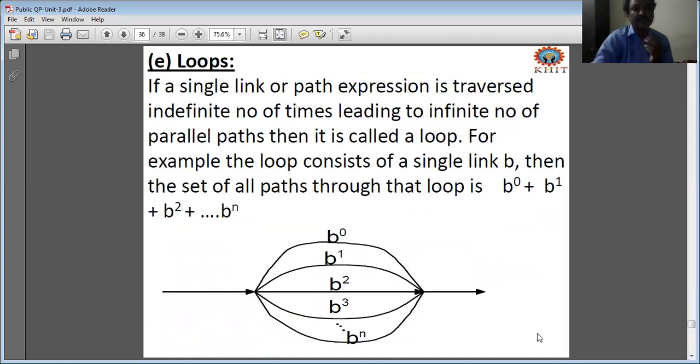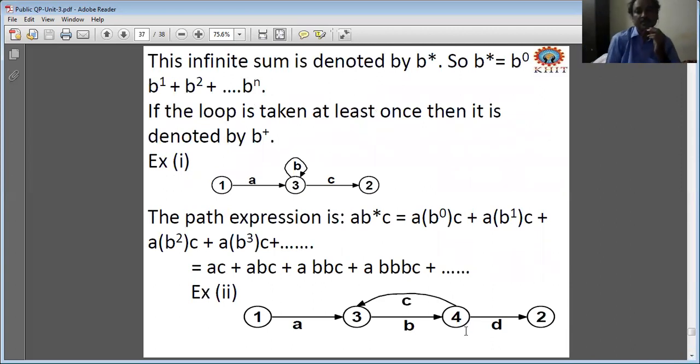Loops. If a single link or path expression is traversed an indefinite number of times, leading to an infinite number of parallel paths, then it is called a loop. For example, the loop consists of a single link B. Then the set of all paths through that loop is b power 0 plus b power 1 plus b square plus up to b power n. The infinite sum is denoted by b star, so b star equal to b0 plus b1 plus b2 plus and so on up to b power n. If the loop is taken at least once, then it is denoted by b plus.